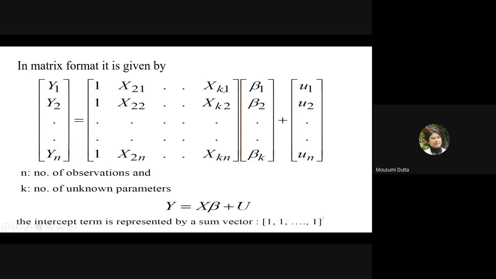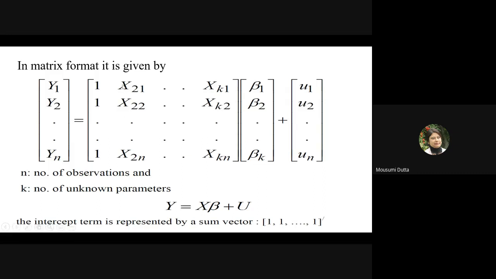Because if you consider the rule of product of matrices, and look at the first row and this beta column, what we are getting is beta 1 plus beta 2 x21 plus beta 3 x31 plus beta k xk1. For the second row, again we will start like this: beta 1 plus beta 2 x22 plus beta 3 x32. So it will move like that.